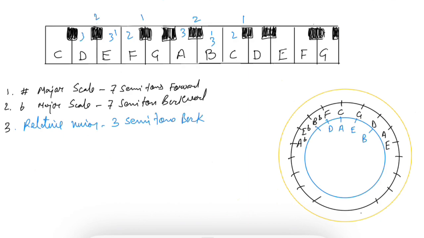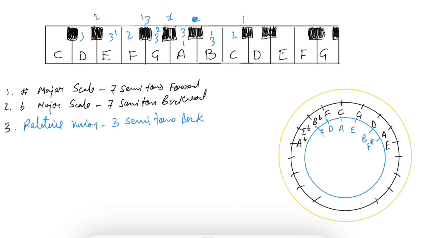If you go from B flat, so this is our B flat. If you go back 1, 2, 3, you get G minor. Now if you go from A, you get 1, 2 and 3, you get F sharp. Okay, remember this will be F sharp, not flat.